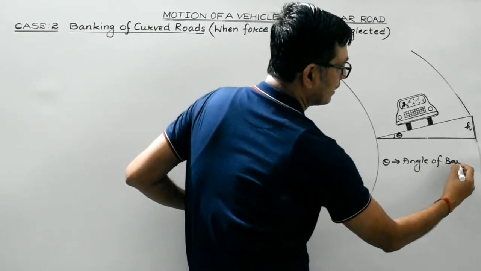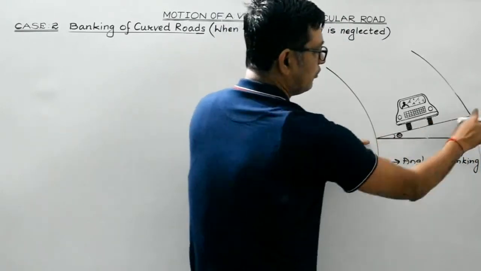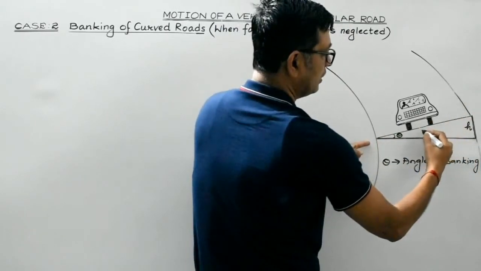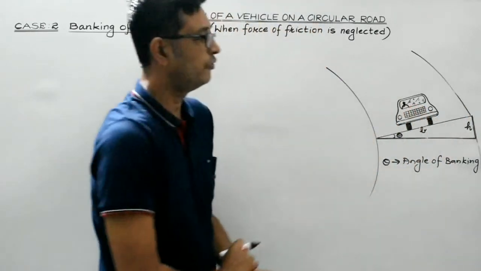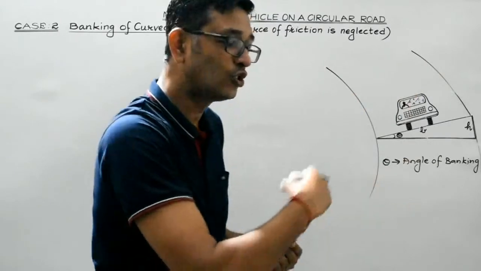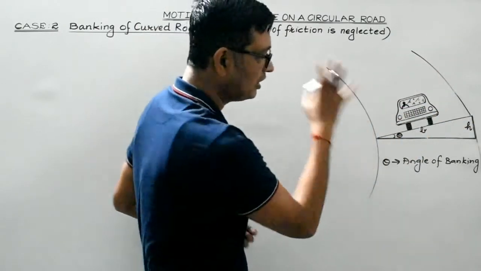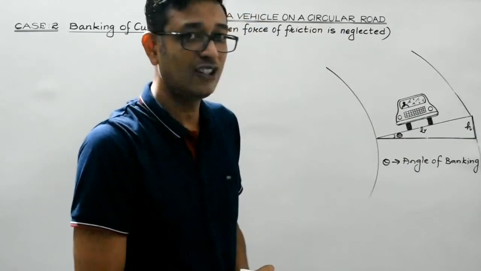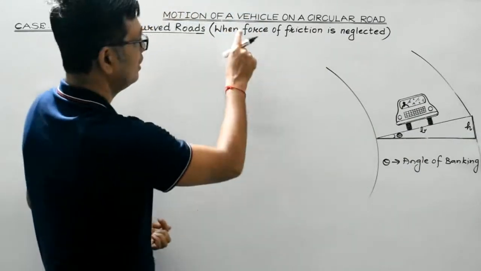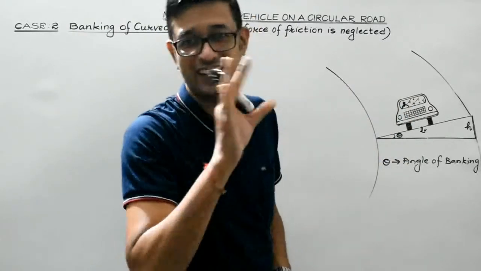Angle of banking. Right? And this is the width of the road. Suppose it is b, the width of the road, and h is the height through which the outer edge of the circular turn is raised with respect to the inner one. Theta is known as the angle of banking. And remember, the force of friction between the tire and the road surface is neglected.